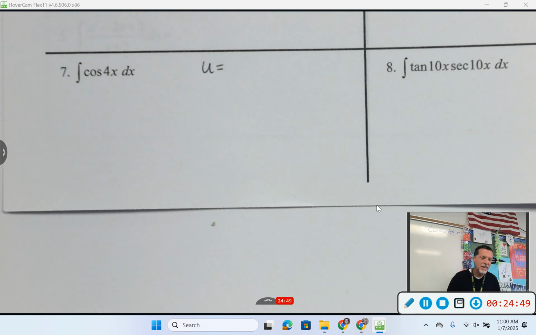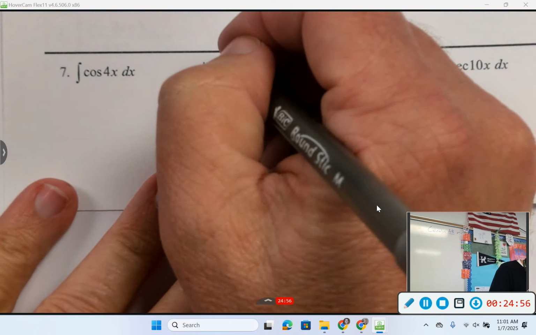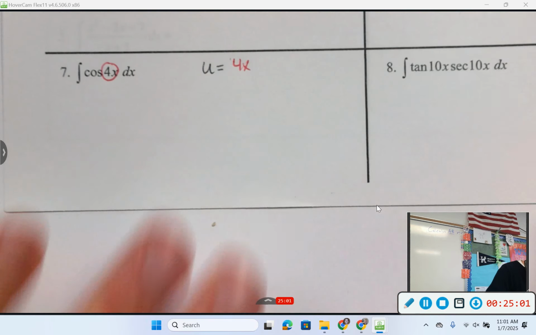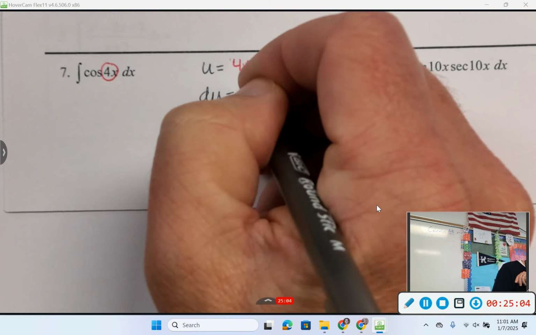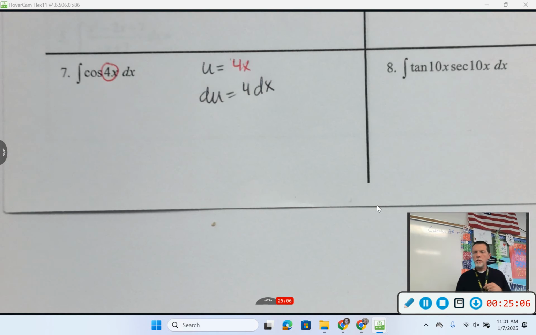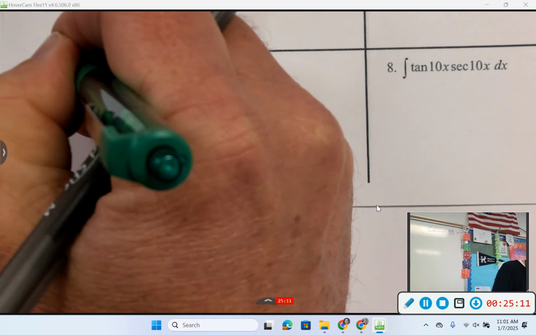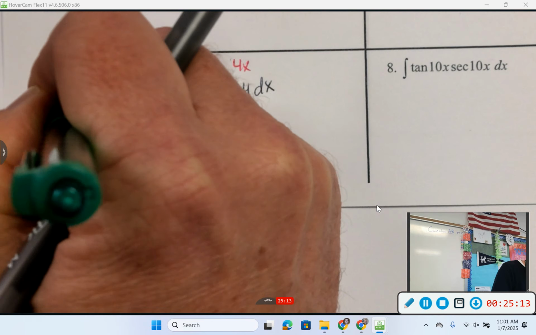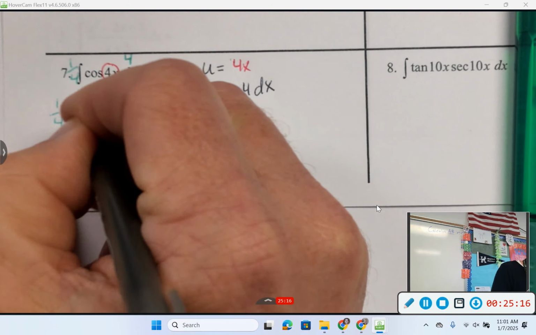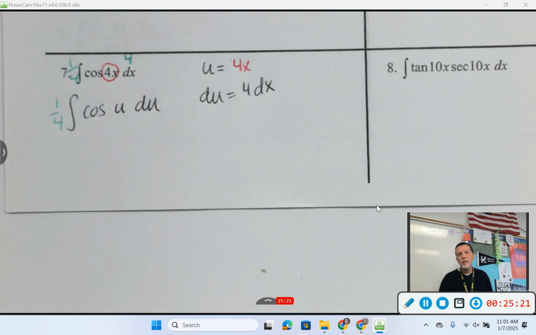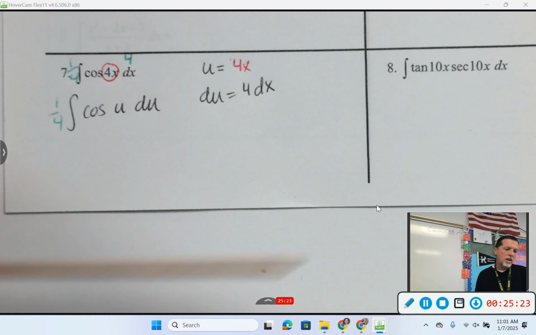Just the 4x. I don't want to do cosine 4x, because if I do cosine 4x, then du has a sine in it, and I don't have a sine, so let's just let u be 4x. Then du is 4dx, which is not bad. I can just put a 4 in front of the dx and a 1/4 out front. And now I don't have the 4 to worry about anymore.